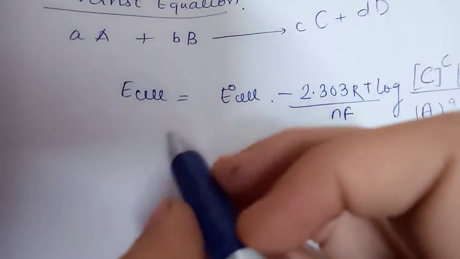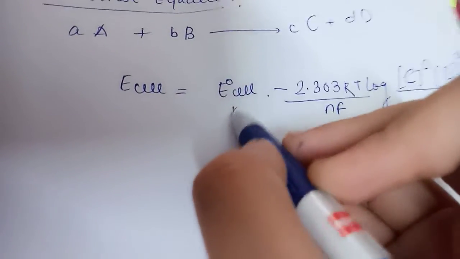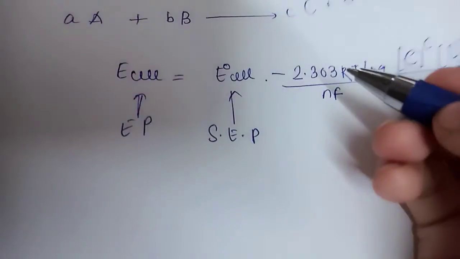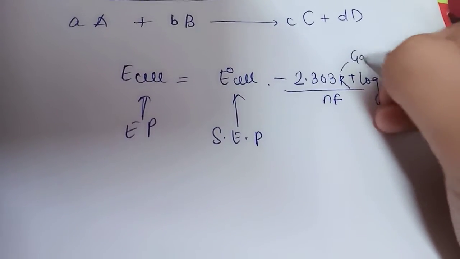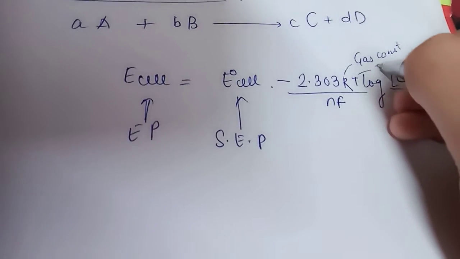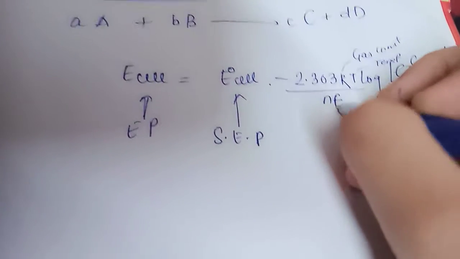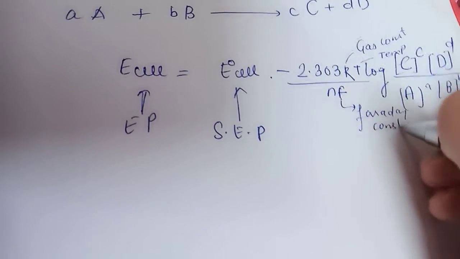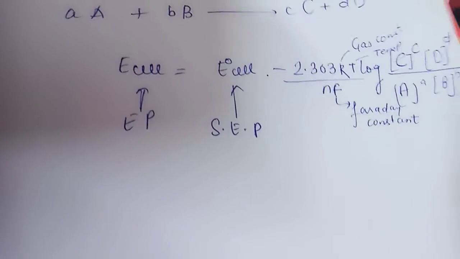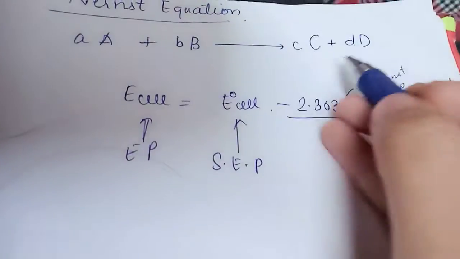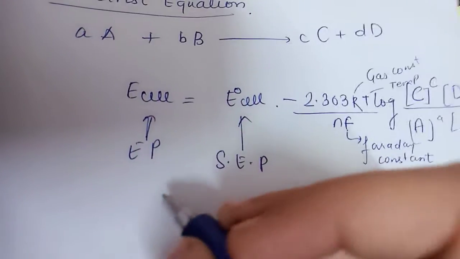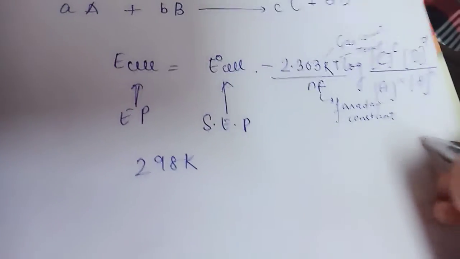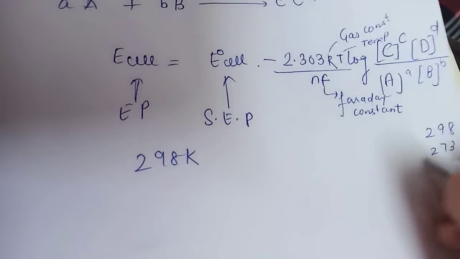Now E naught cell is the standard electrode potential. R is the gas constant, T is temperature, n is the number of electrons involved, F is the Faraday constant, that is equal to 96500 coulomb, and these are the given quantities in the reactants. Okay, now if you are given the temperature 298 Kelvin, let us see how much that is in Celsius.